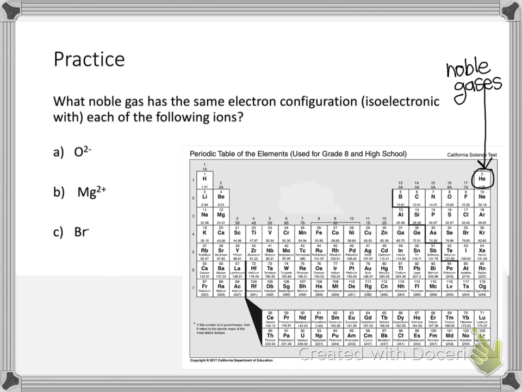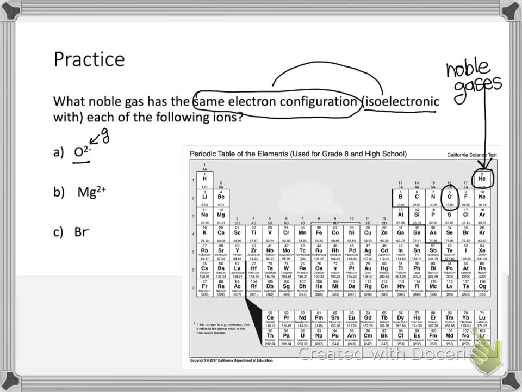So let's look at each of these. And if you want to pause, you can try to answer at any point if you want to test yourself. But the question is, what noble gas has the same electron configuration? Another word is isoelectronic. That just means same electron configuration. So what noble gas is isoelectronic with these ions? So the first one is oxygen. So if I find oxygen, it's right here. The 2 negative says that it has gained 2 electrons.